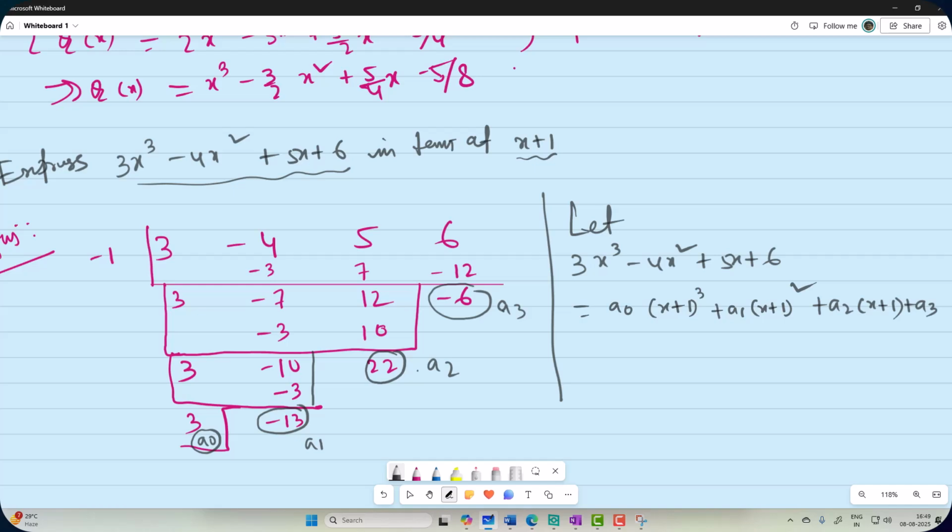Therefore, this is going to be equal to a0. a0 means what? That is 3 we got earlier. 3 (x plus 1) cube minus 13 (x plus 1) whole square plus 22 (x plus 1) and minus 6 is the absolute term.